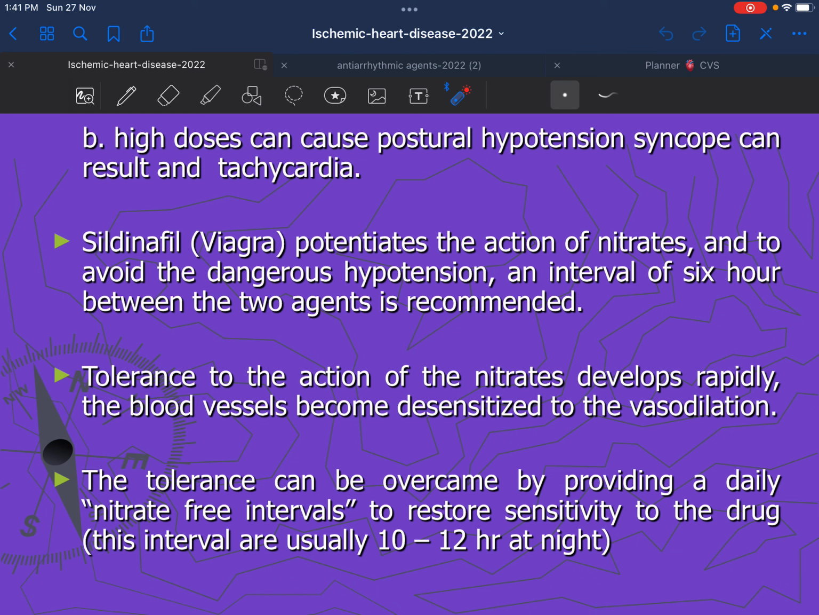Now we said tolerance develops sometimes to these agents. Tolerance means that the patient, after taking the medication for some period of time, stops responding to a particular medication. If you remember when we talked about the pharmacodynamics lecture last year, we said one mechanism to decrease tolerance formation is to fool the body by giving drug-free intervals. For example, for organic nitrates, we can stop the drug for 10 to 12 hours at night. This will help restore the sensitivity of the receptors to the drug.